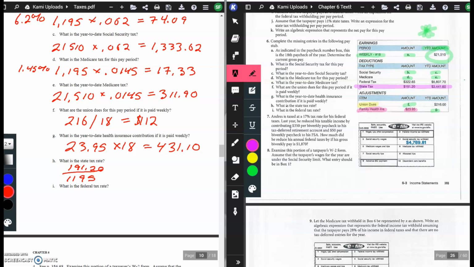Okay, so this is our tax, and this is our pay. Divide those two. 191.20 divided by 1195 gives you a decimal of 0.16. Now, to go from decimal to percentage, we're going to move it 2 places to the right, which gives us 16%. So your state tax rate is 16%.